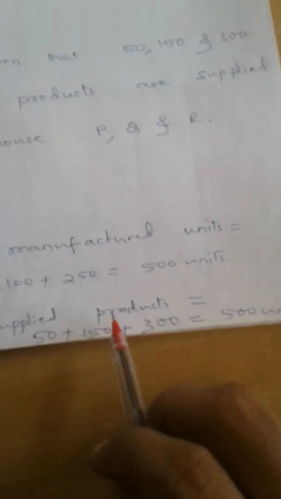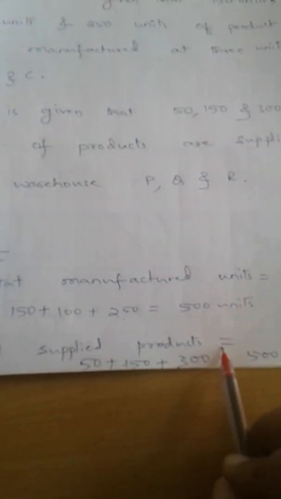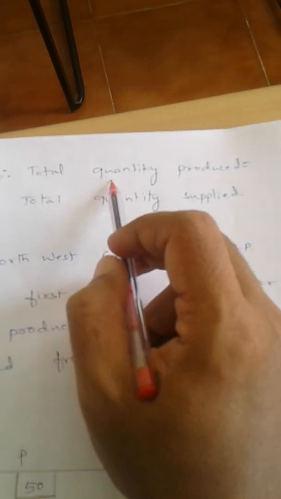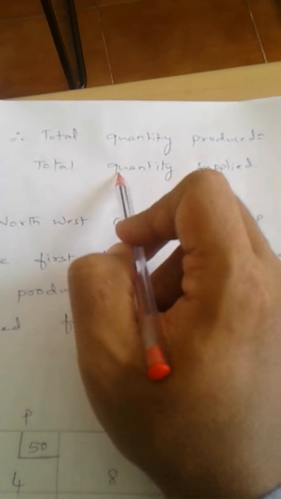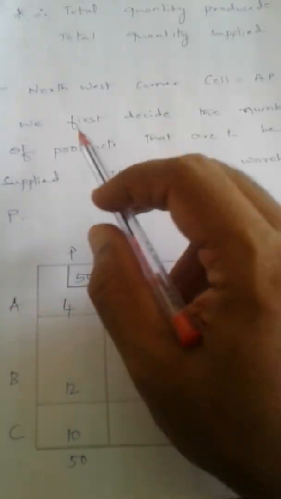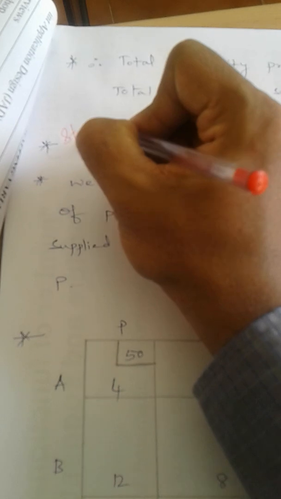So the total demand is equal to total production, so that is what is written. That means both of them are balanced. So that is the reason the first step is satisfied. Therefore the total quantity of product produced is equal to the total quantity supplied. Next, this is the second step.